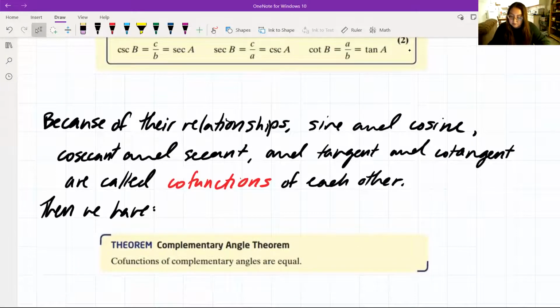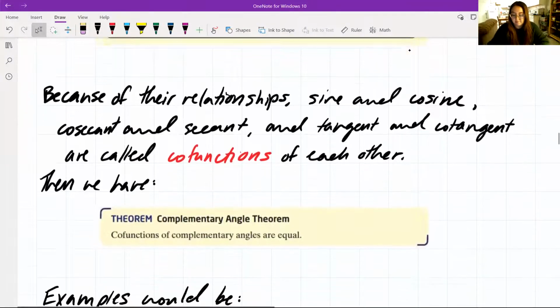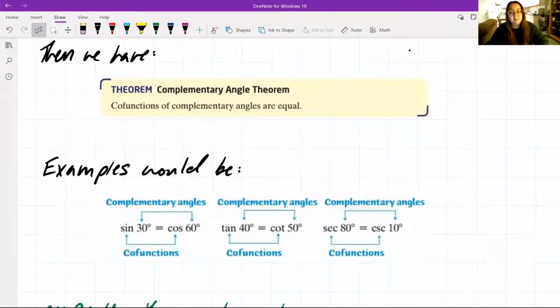So if they're co-functions, this means that co-functions of complementary angles are going to be equal to each other. Some examples of this: sine of 30 degrees is equal to cosine of 60 degrees. We see our complementary angles are 30 degrees and 60 degrees since they add up to 90 degrees. Our co-functions are sine and cosine.